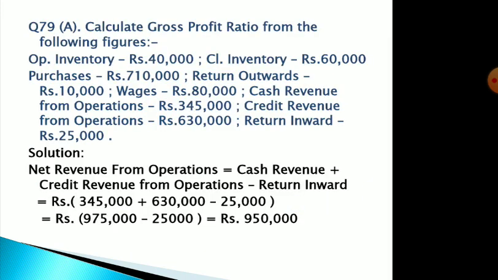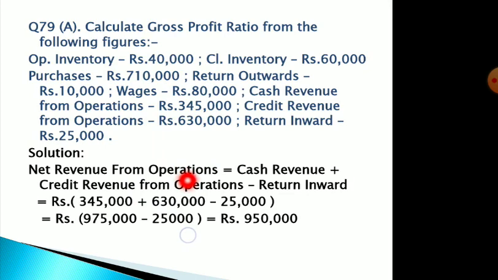Now let us solve some questions from GK Goel. Question number 79A. Calculate gross profit ratio from the following figures. Opening inventory rupees 40,000, closing inventory rupees 60,000, purchases rupees 7,10,000, return outwards, that is purchase return, rupees 10,000, wages rupees 80,000, cash revenue from operations rupees 3,45,000, credit revenue from operations rupees 6,30,000, return inward rupees 25,000.